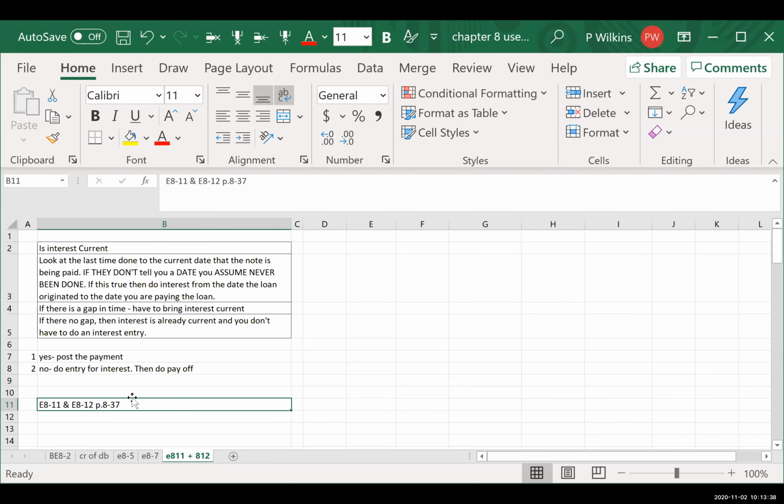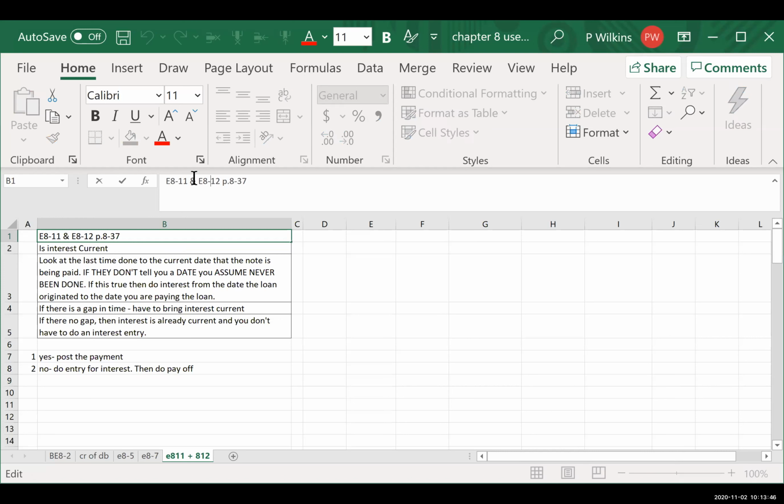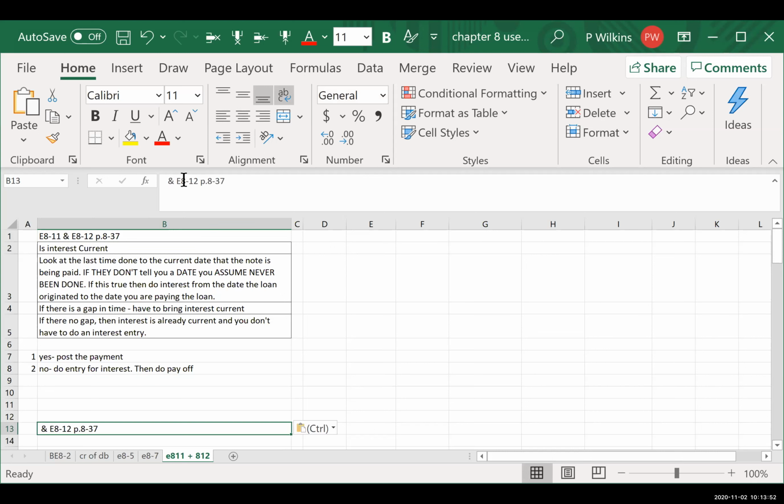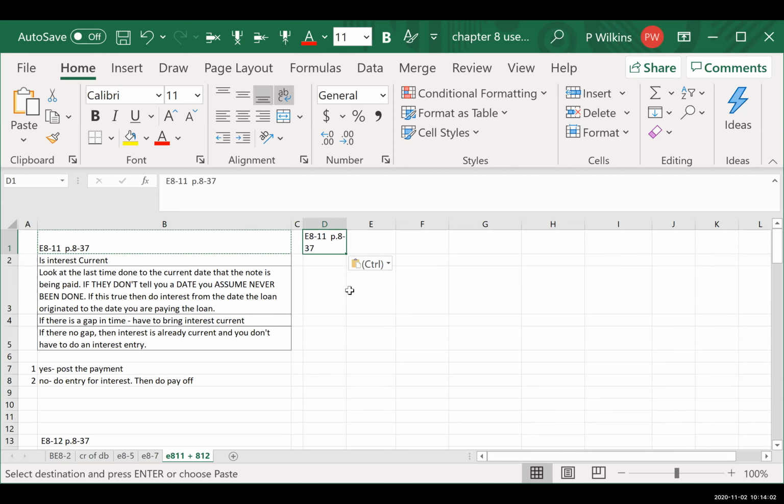Okay, so we are going to do exercise 8-11 and 8-12 on page 837. And we'll do 8-11 first. So I'm going to put that up here. Okay, exercise 8-11.